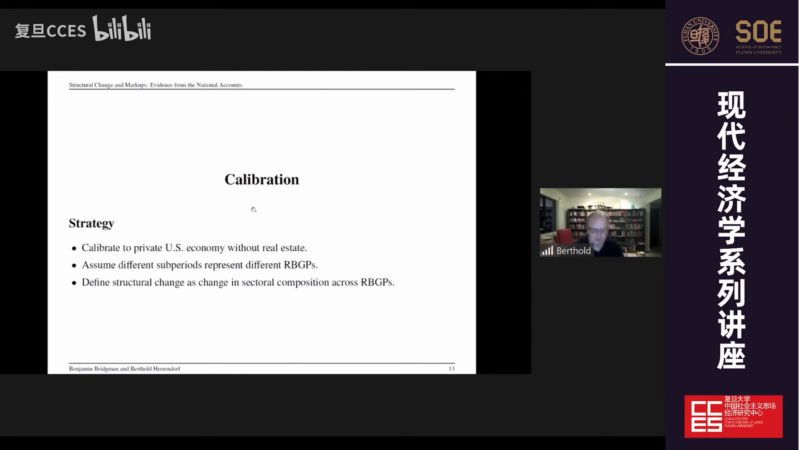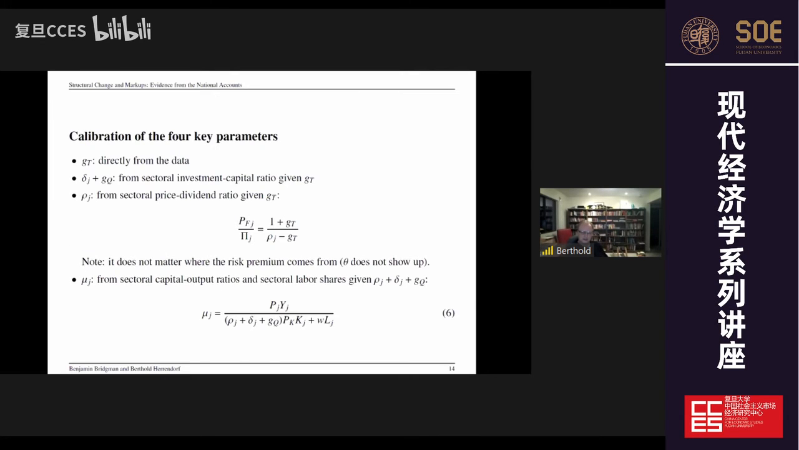So then we assume that different subperiods represent different risky balanced growth paths, and define structural change as the change in the sectoral composition across the risky balanced growth paths. Calibration. This shows you how simple everything is once you look through all the bells and whistles. There are 4 parameters to be calibrated, and then we are done. The first is the general trend. You take that directly from the data on each risky balanced growth path. So we take the average growth of GDP. And in the second period, this is going to include the Great Recession; we stopped in 2007, and say that was the average.